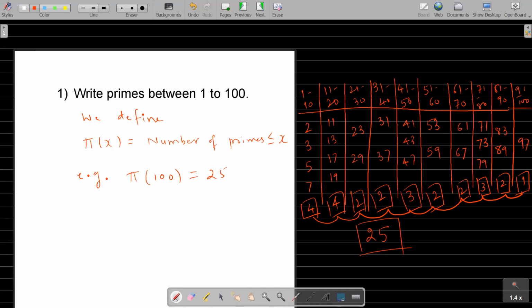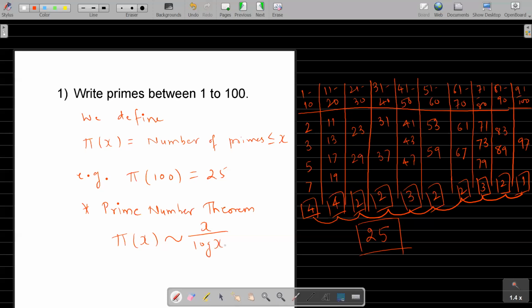Let me tell you, there is no nice formula for pi of x, but there is one great theorem, a very important result in number theory. You may not understand everything right now, but let me give the statement. It's known as the prime number theorem, due to Gauss. The number of primes up to x is approximately of order x by log x.